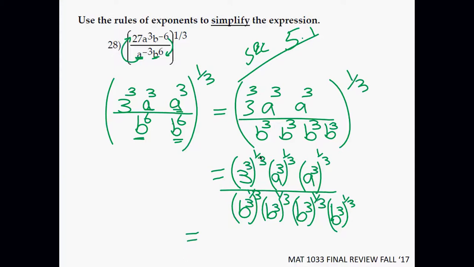So here we do multiplication. 3 times 1/3 will be 1, 3 to the power 1. And here will be a. And the second one will be a. And here we will have b. B to the power 3 will be another b. And this one becomes b and b. And the final answer will be 3a squared over b to the power 4. That's one way to do it, which is solution A.